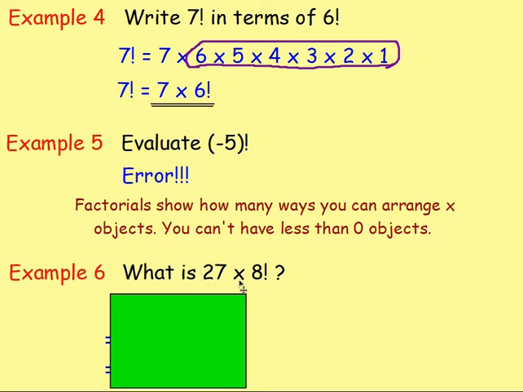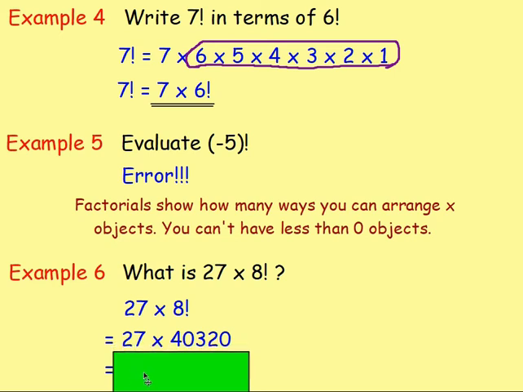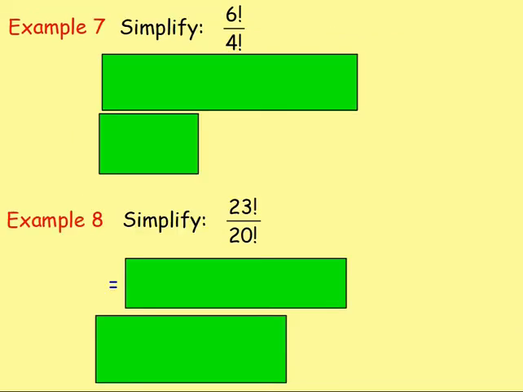Example 6, what is 27 times 8 factorial? Well, what that means is 27 times 8 factorial, and 8 factorial is 8 times 7 times 6 times 5 times 4 times 3 times 2 times 1, which works out to be 40,320. And if you times them together, just use your calculator, you get 1,088,640. Woo!